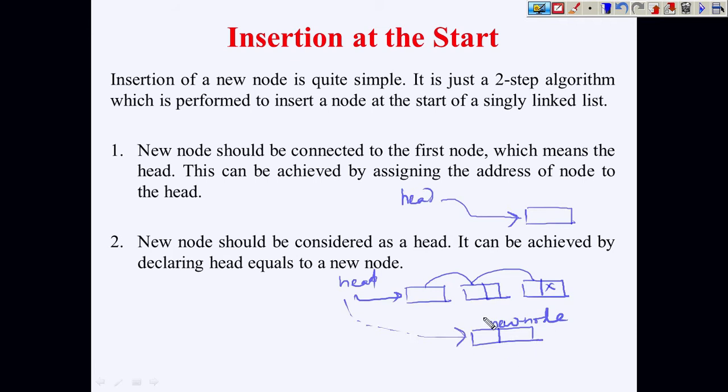But to make it possible we need to do more steps, because head is pointing to this node. Now head needs to point to the new node, and also the new node should point to the old first node, so that this earlier first node can now be treated as the second node. That means this address needs to be kept in the address field of the new node. That's why I'm going to point this node to that node. Okay, so this is the logic that needs to be implemented. So let us see the algorithm, and how all these things can be achieved.